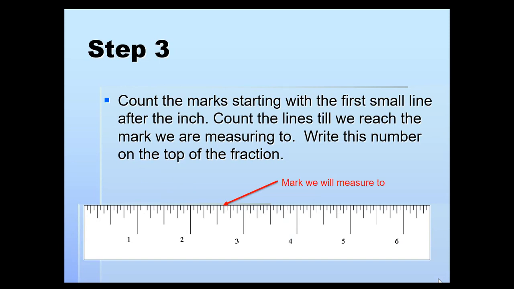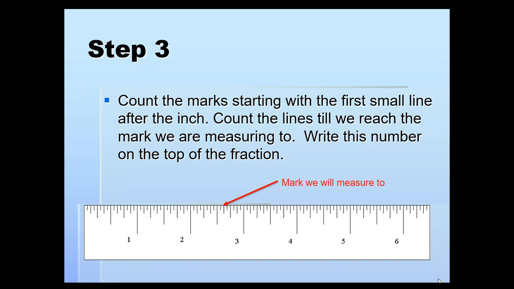Step 3. Count the marks starting with the first small mark after the inch. Count the lines till we reach the mark we are measuring to. Write this number on the top of the fraction. Now the second part of the fraction is how many pieces we have out of the total. If we were just to measure to inches, those measurements wouldn't be accurate enough to precisely build objects like a chair or a table or a window or anything else that we might have to manufacture and build. So we have to find a way to make those measurements a little bit more precise. And that's why an inch is broken down into smaller units.